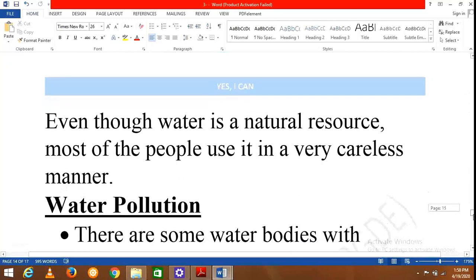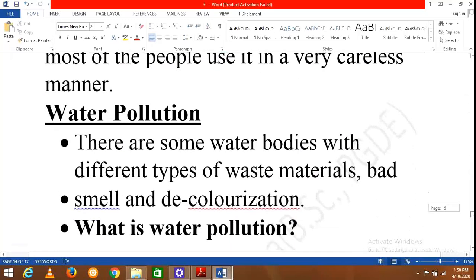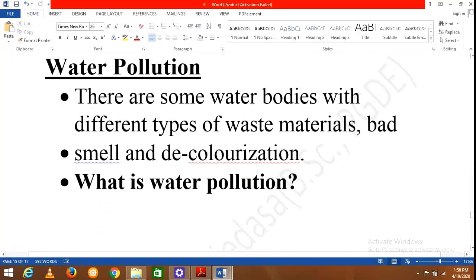Even though water is a natural resource, most of the people use it in a very careless manner. I think you also don't pay much attention to conserving water. Once you open the tap, that water flows, so you don't feel that it is a limited source. But in our country also, there are certain people who are walking several kilometers in search of drinking water. So that is the situation. Therefore, we must conserve water.